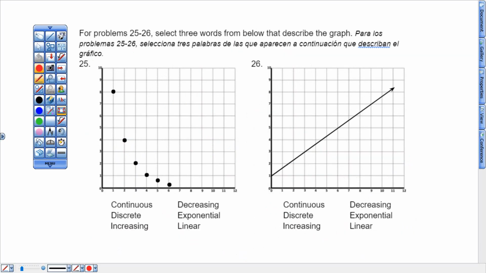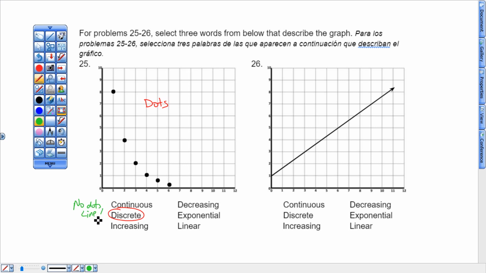This one, continuous means no dots. Discrete is dots. So these have dots, so that means this is discrete. Continuous is no dots, a line.